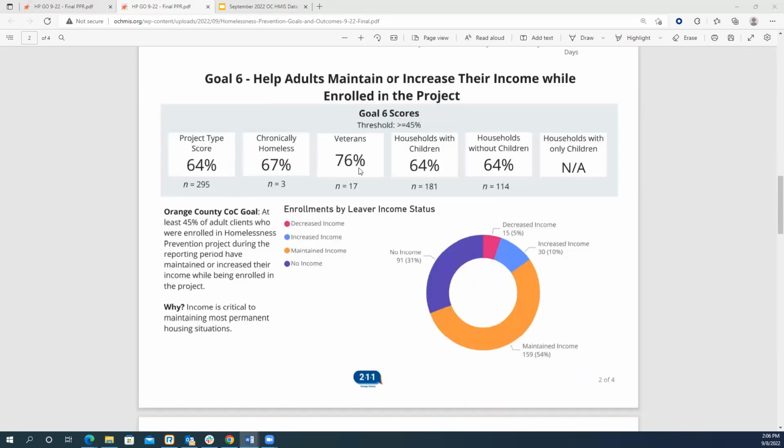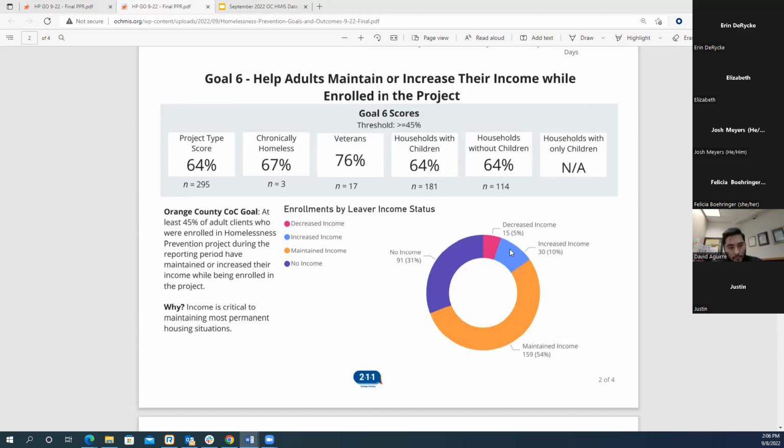Goal 6 is looking at adults that maintained or increased their income while still enrolled in the project. There's a fairly small number of clients in this measure because they have to be in the project for at least a year and still be in the project at the end of the year. The scores for different populations are fairly consistent for all subpopulations. You can see that over 50% of clients maintain their income and another 10% increase their income, which is great.